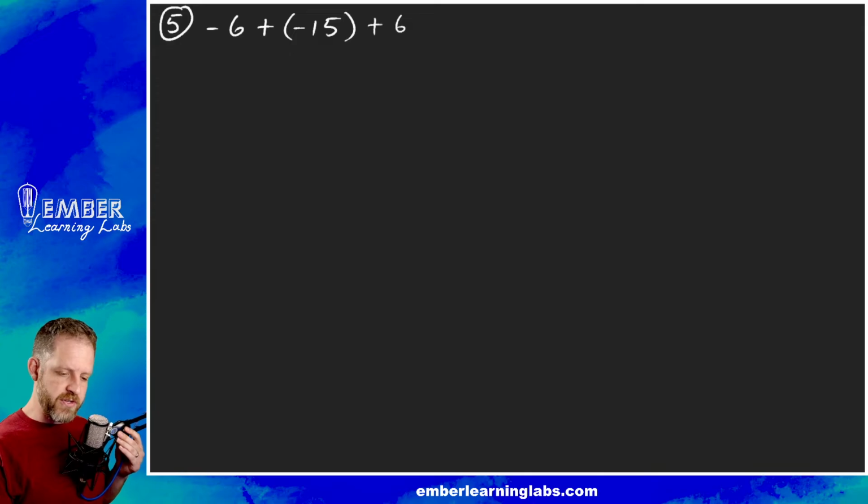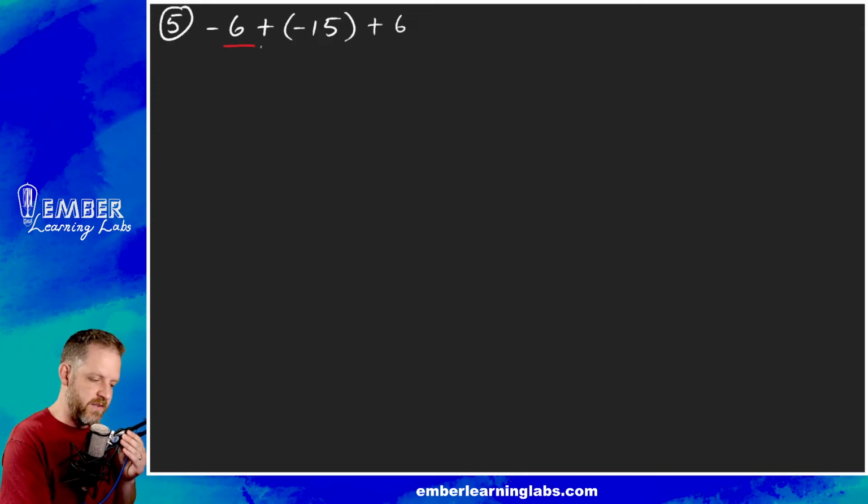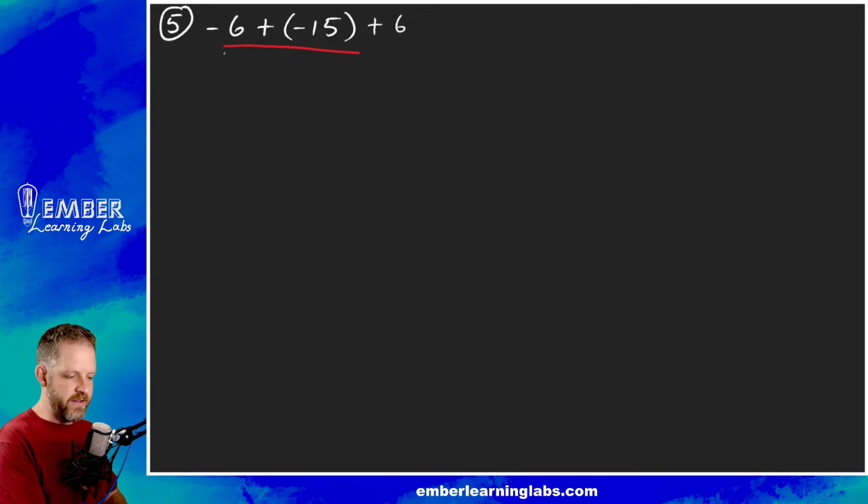So the first thing we're going to take care of is this one right here. So negative 6 plus negative 15. We have to ask ourselves, are the signs the same or different? They're both negative, so they're the same. So we're going to add, and we're going to keep the sign. So 6 plus 15 is 21, but it's going to be negative 21 because they have the same sign, right? And we're going to bring down what we haven't touched.